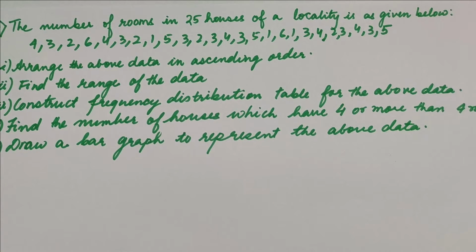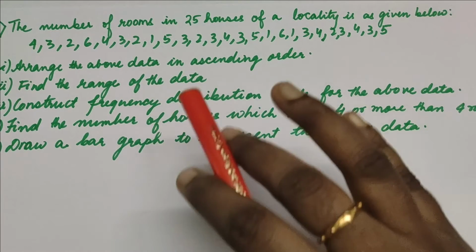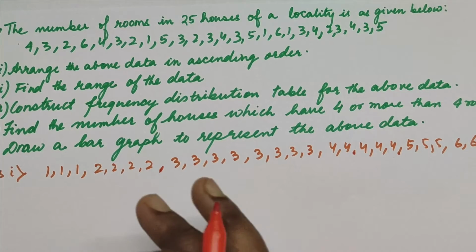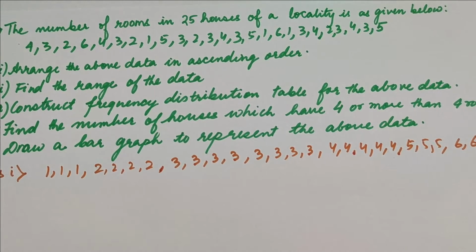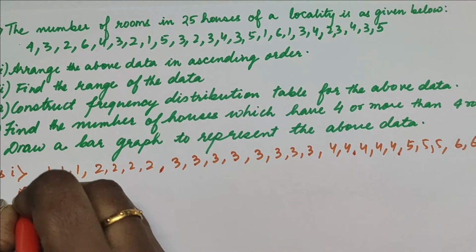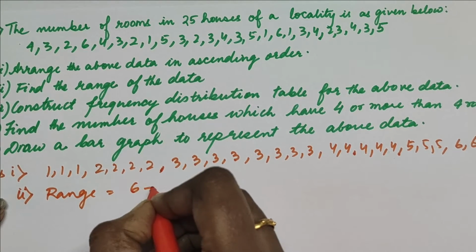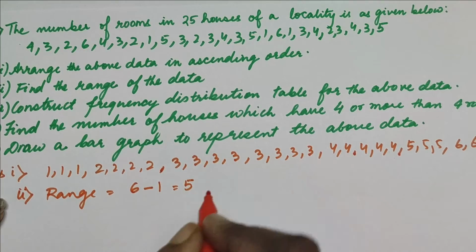The number of rooms in 25 houses of a locality is as given below. So the raw data is given to us. We have to arrange the data. In the question it is asking us to arrange the data in ascending order. So I have arranged the information in ascending order. Now what is the range? As I told you, the range will be the highest minus the lowest. So highest is 6 minus 1, that is, the range here is 5.